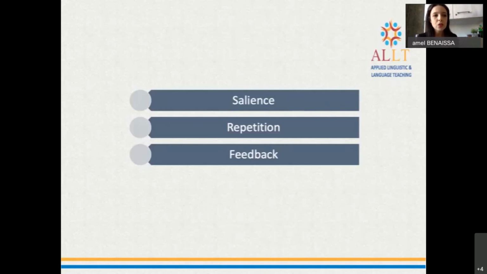And for feedback, the students should not only memorize new vocabulary, they should also use the words in sentences and see whether they are able to use them correctly and appropriately. And for them to do so, they need to get feedback from their teachers and also from their classmates.